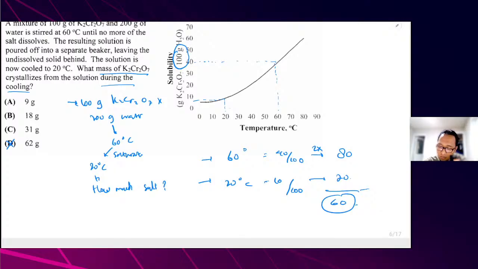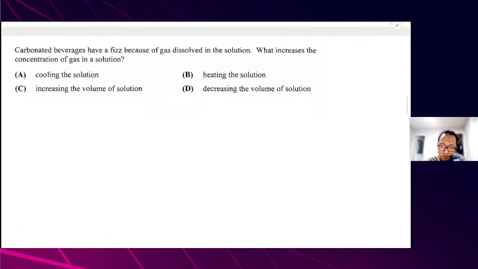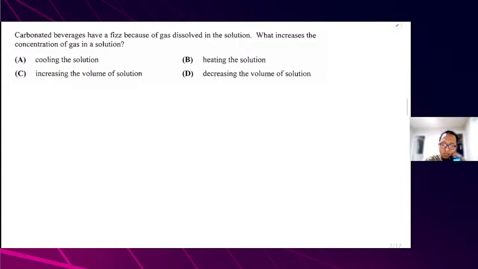All right, now let's move on to another question. Carbonated beverages have fizz because of gas dissolved in the solution. What increases the concentration of gas in solution? So this is the critical question, like a theoretical question.